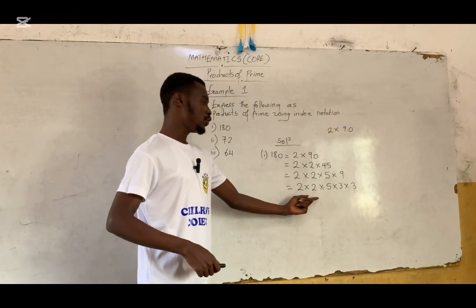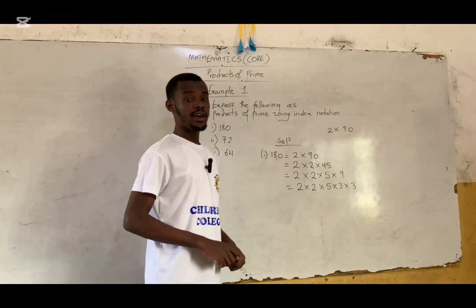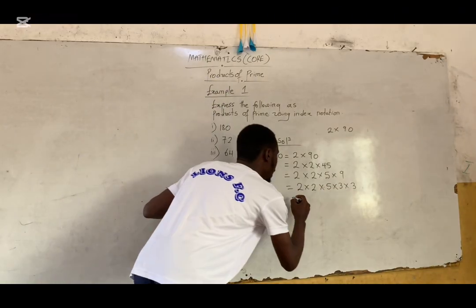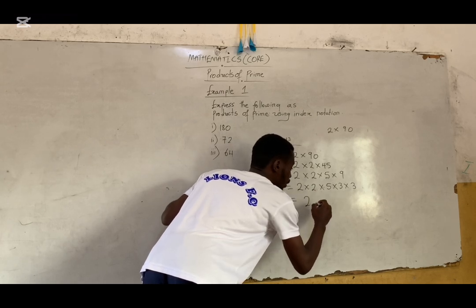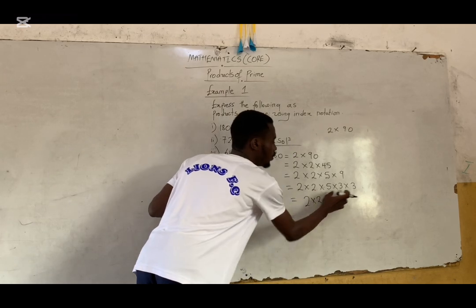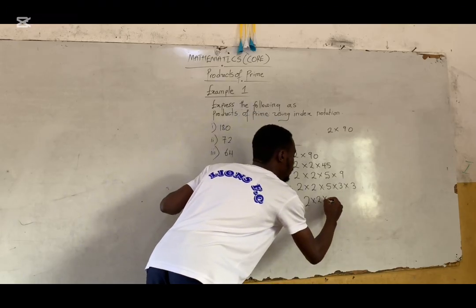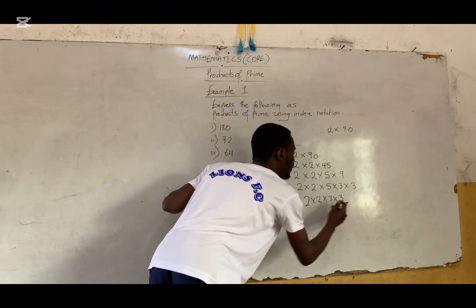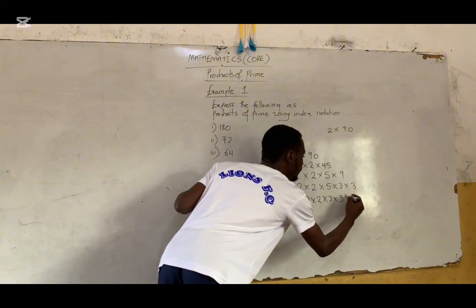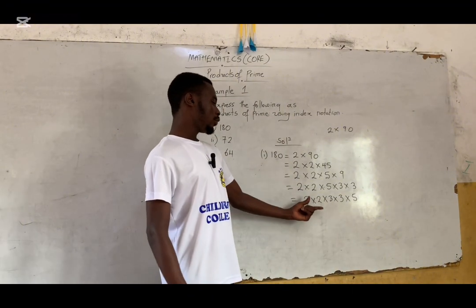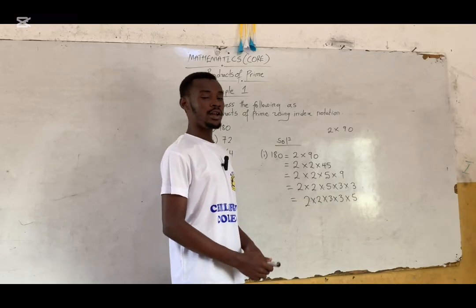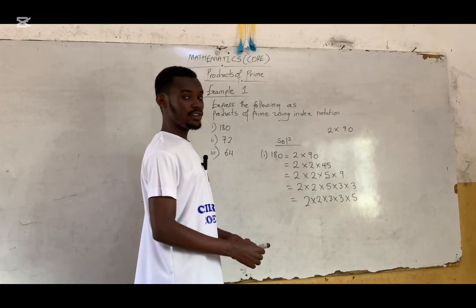Alright, so from 2, 3 must come before 5. So we have 2 times 2, then 3 follows, times 3 times 3, then times 5. Now we then express our products in index form, right? We did that yesterday.